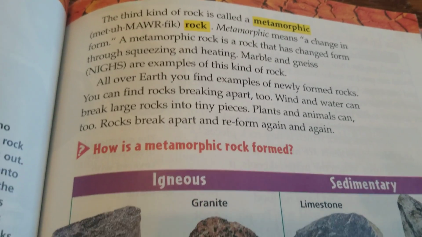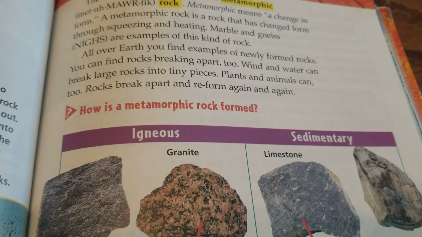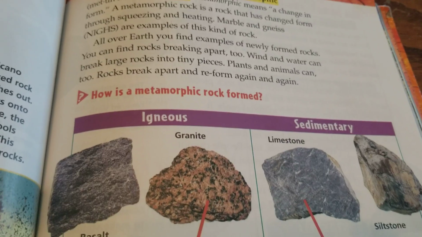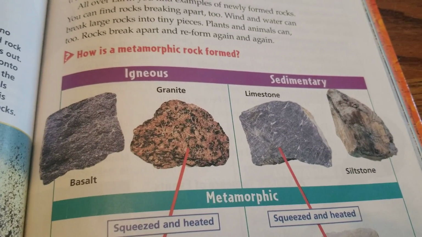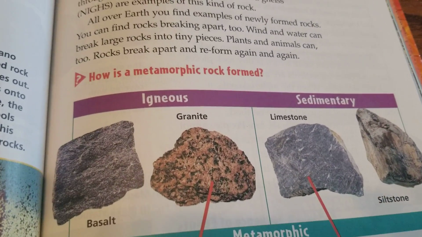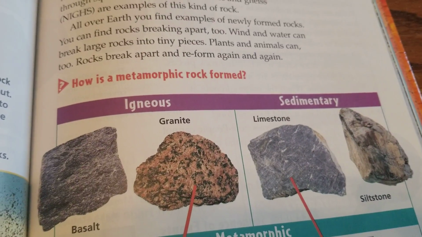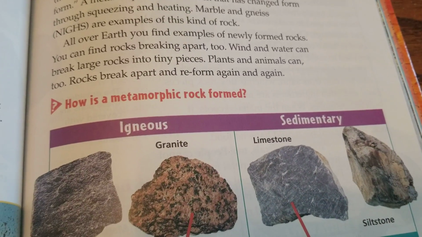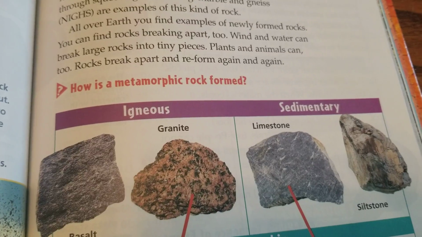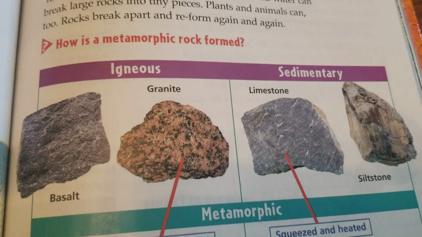All over Earth, you find examples of newly formed rocks. You can find rocks breaking apart too. Wind and water can break large rocks into tiny pieces. Plants and animals can too. Rocks break apart and reform again and again.